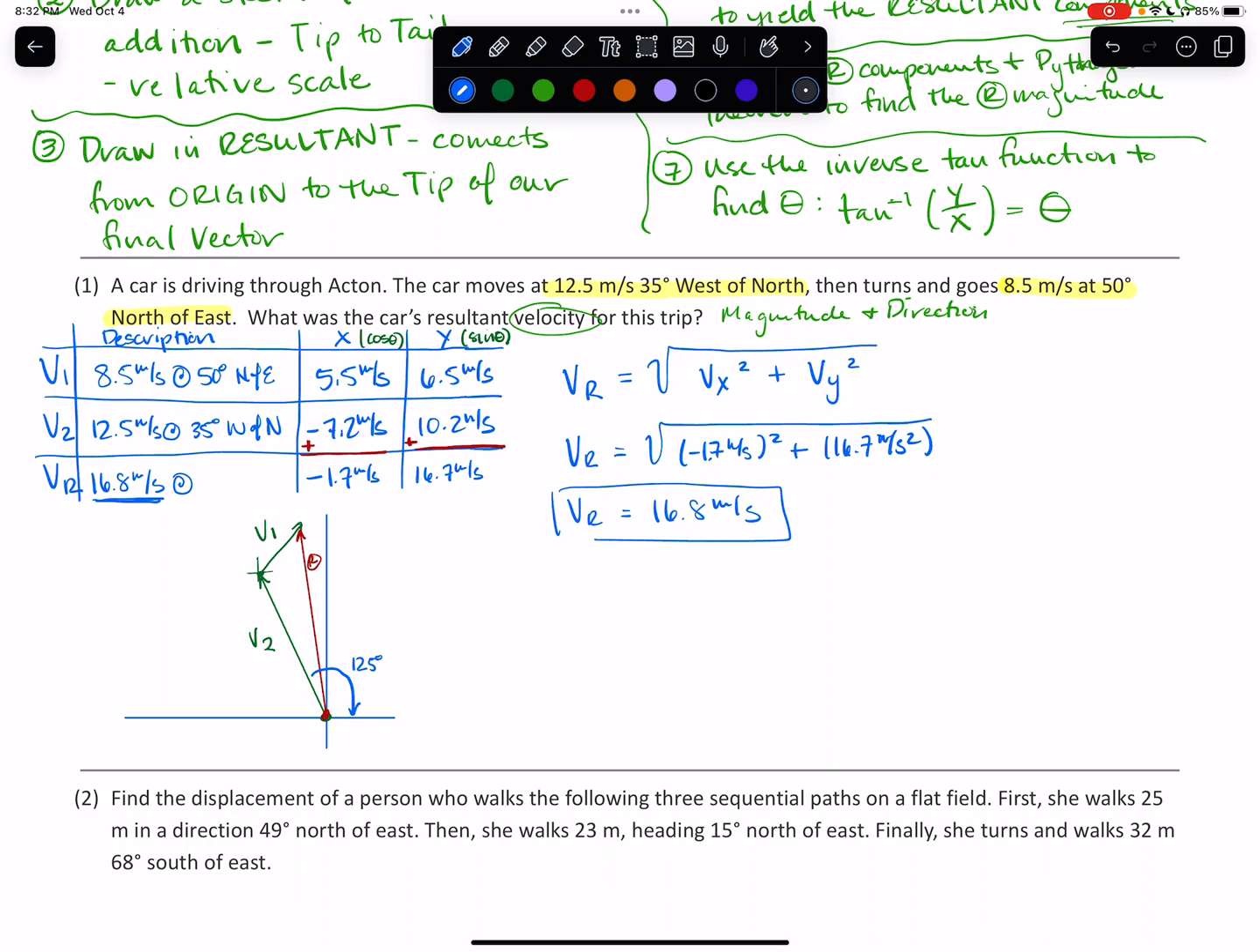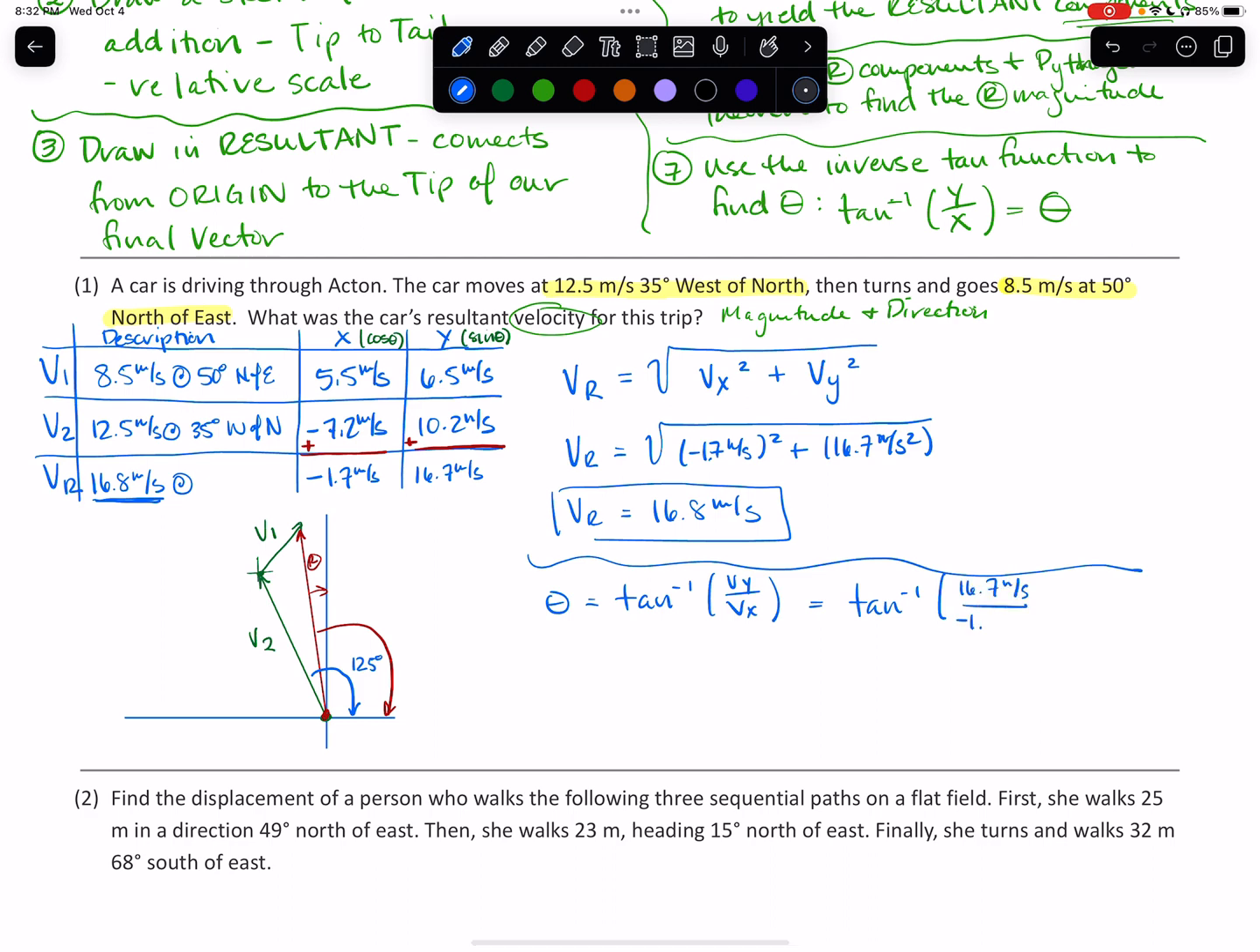Now we need to figure out, well, what is the angle from there to 0, or from here to here? And then we list our actual coordinates where we are. So this is where our inverse tangent function is going to come in. We know that theta is equal to the inverse tangent of our y component divided by our x component. So in this case, that inverse tangent is going to be equal to 16.7 meters per second divided by negative 1.7 meters per second. And we plug that in and we find that theta should be negative 84.2 degrees.